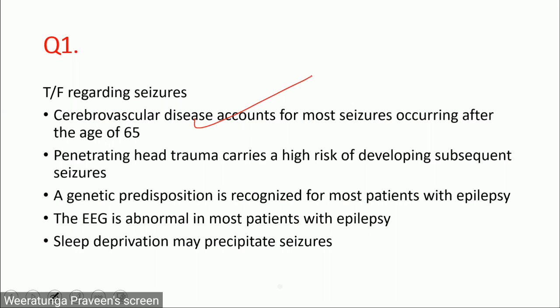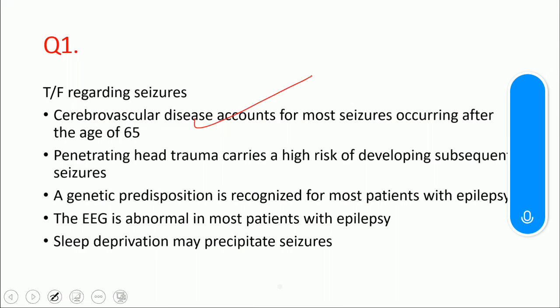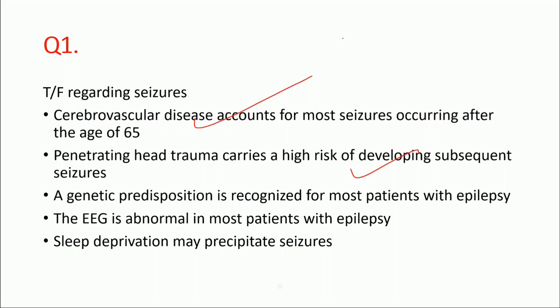Another very important risk factor for seizure is penetrating head trauma. Right. So any penetrating head trauma carries a high risk of developing subsequent seizures. So these are important causes of seizures, and especially in the elderly people, cerebrovascular disease is an important cause of seizures. Now, most of the time, you won't be able to identify a specific genetic cause for seizures. In some cases, yes. But most patients, luckily, you don't have a genetic etiology. There are some very specific seizure types and epilepsy syndromes that can have a genetic predisposition.